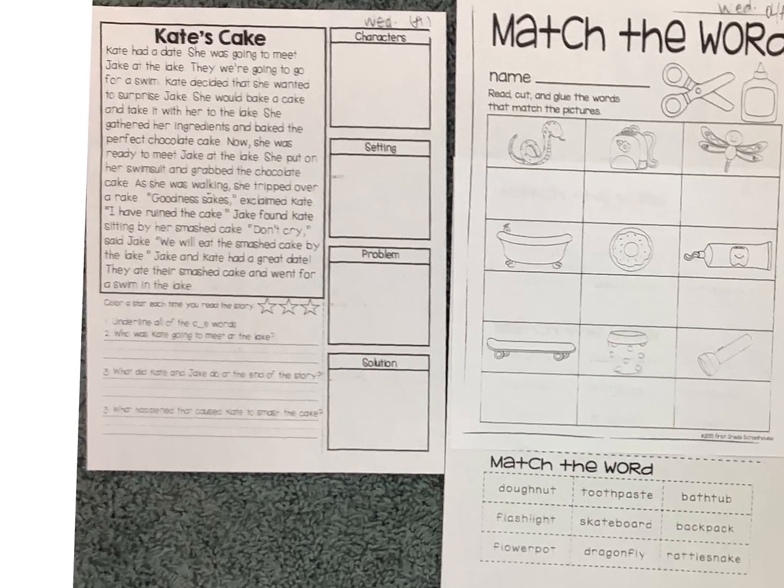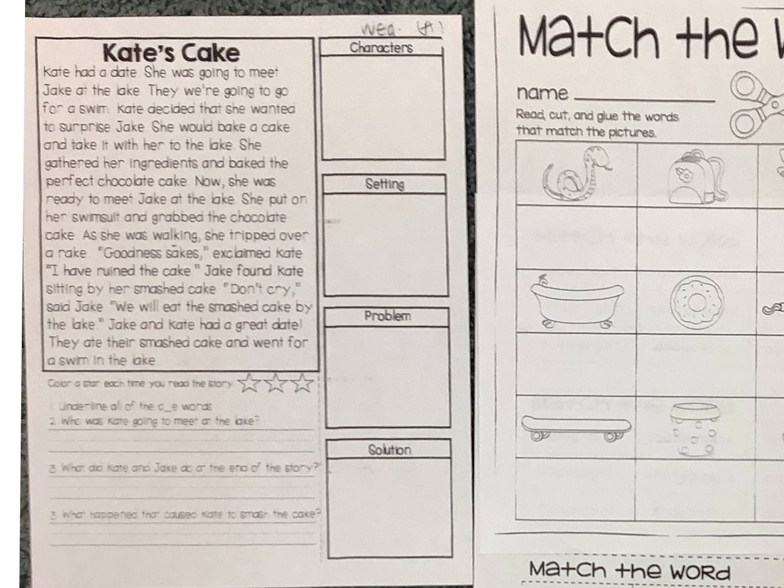So the first thing you're going to do in this center is read the passage 3 times and make sure you color in your stars. And then you're going to underline all of the A with a magic E at the end. So that would be date, Kate, cake.